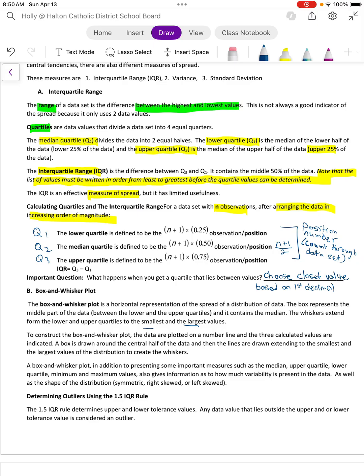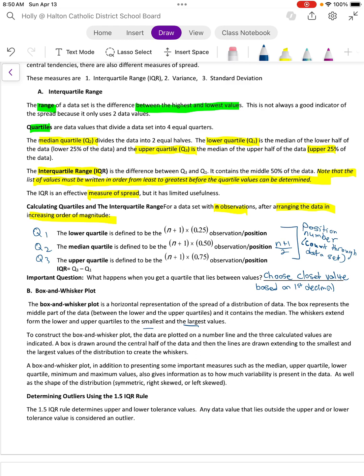Okay, so from your min to your max, basically. To construct the box and whisker plot, the data are plotted on a number line and the 3 calculated values are indicated. A box is drawn around the central half of the data, and then lines are drawn extending to the smallest and largest values to create your whiskers.